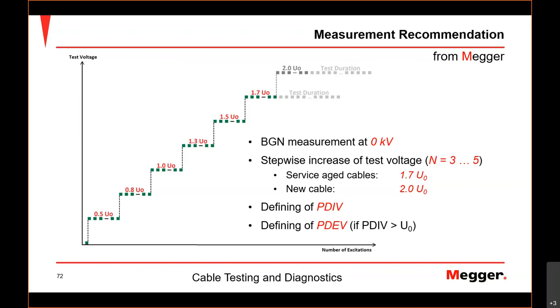Okay, so the very first measurement is taken at 0 kV, just to know what's going on in the ambient. Also, at this measurement, you would see if you have a source of disturbance somewhere, a radio antenna, a rectifier nearby that gives you pulses. You would see that right away.